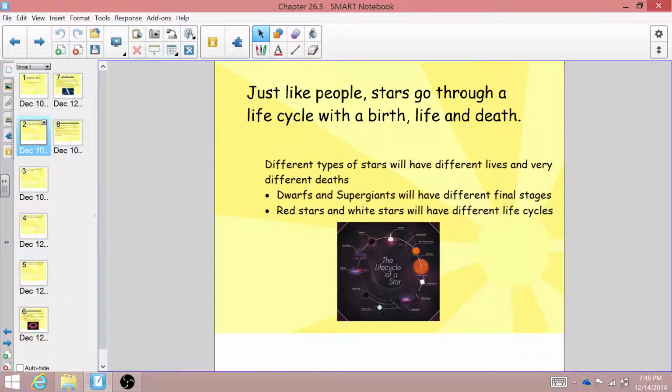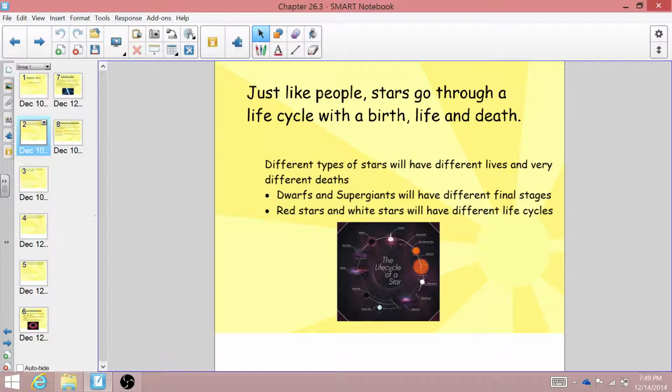We talked about how to classify stars in the last section, and we talked about classifying stars by temperature or color that they give off, by their chemical composition, by their apparent brightness compared to where we are, and all of those determine what kind of star we're looking at. So dwarves and supergiants will have very different final stages in their life cycles as stars, and red stars and white stars will have different life cycles because of their different temperatures. So while all stars go through a life cycle, their life cycles are very different depending on what kind of star they are.